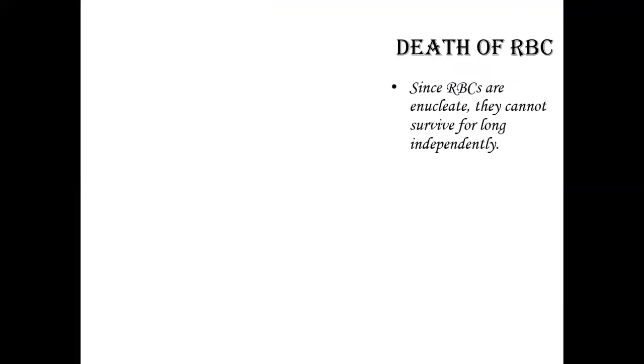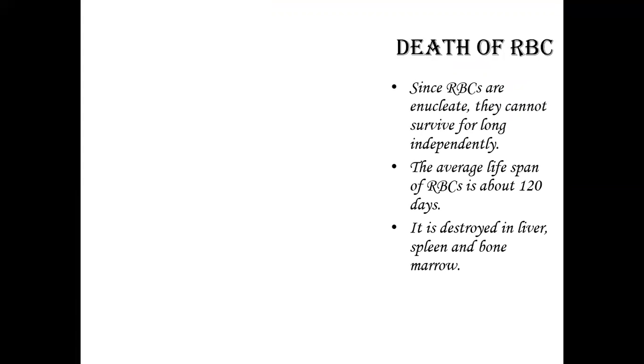Death of RBCs. Since RBCs are enucleate, they cannot survive for long independently. The average lifespan of RBCs is about 120 days. It is destroyed in liver, spleen, and bone marrow. Bone marrow is the site of production as well as destruction. And in initial stages, in the embryonic stage as well as in infants, spleen also produces RBCs.